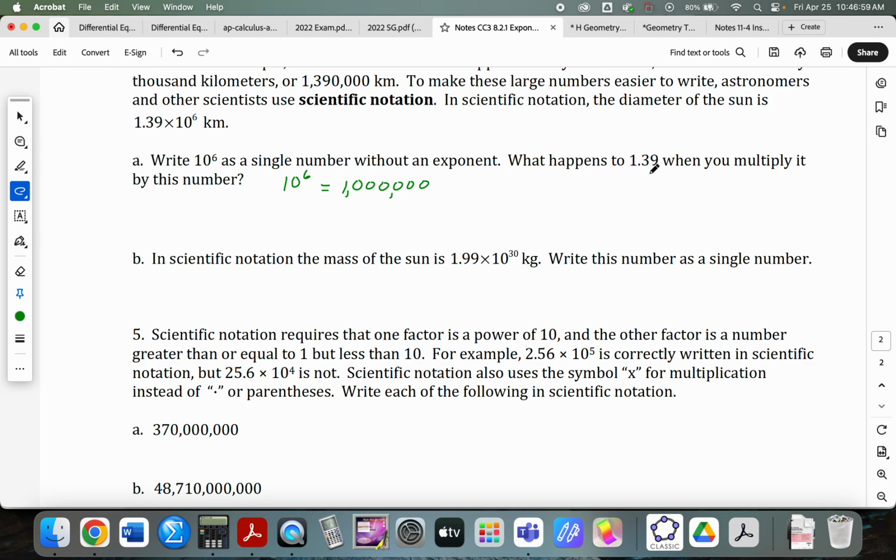So what happens to 1.39 when you multiply it by this number? What happens with this? Lose 6 spaces to the right. Yes, exactly right. Well said. The decimal moves 6 places to the right.